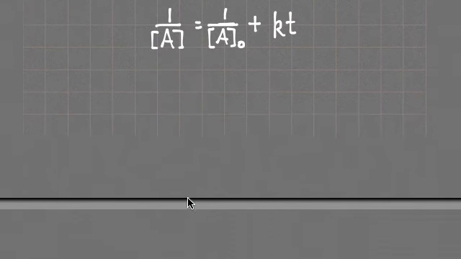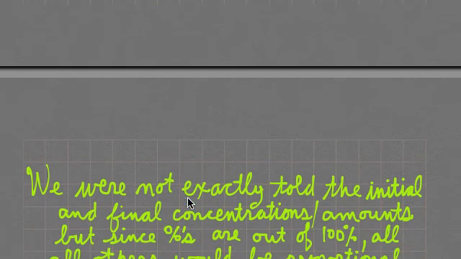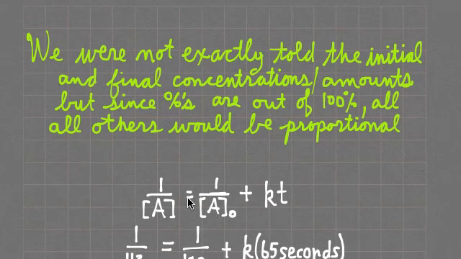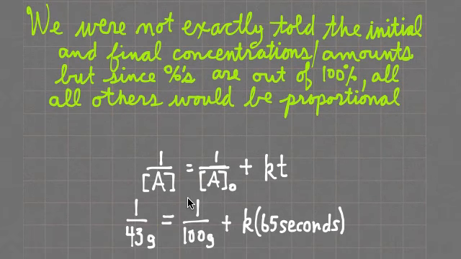So here's what I wrote. We're not exactly told the initial amount of my chemical, or the final amount, although I am told the final amount's 43% of the original amount, and that took 65 seconds. And I just plug the numbers in and do a little bit of algebra, see what I can get. So 1 over 43. So I assumed a 100 gram sample, although everything else will be proportional. Or the molarity.